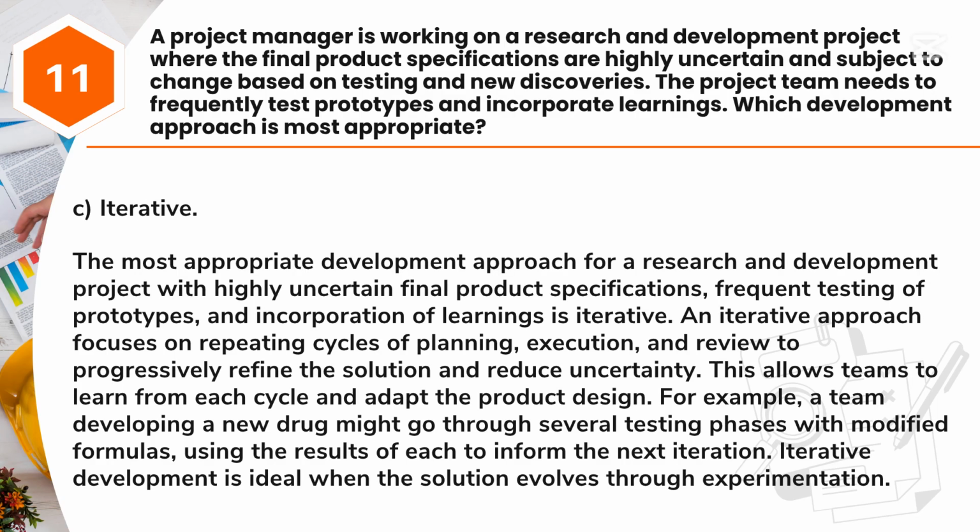Answer: C. Iterative. The most appropriate development approach for a research and development project with highly uncertain final product specifications, frequent testing of prototypes, and incorporation of learnings is iterative. An iterative approach focuses on repeating cycles of planning, execution, and review to progressively refine the solution and reduce uncertainty. This allows teams to learn from each cycle and adapt the product design.